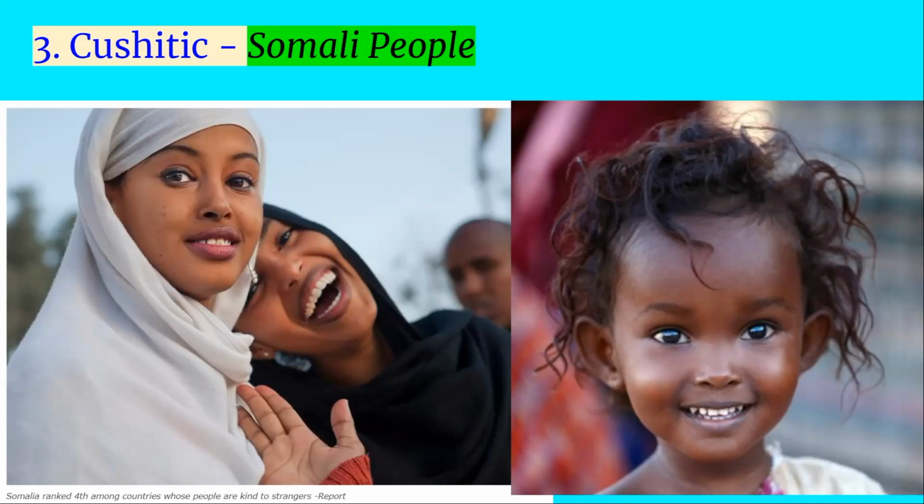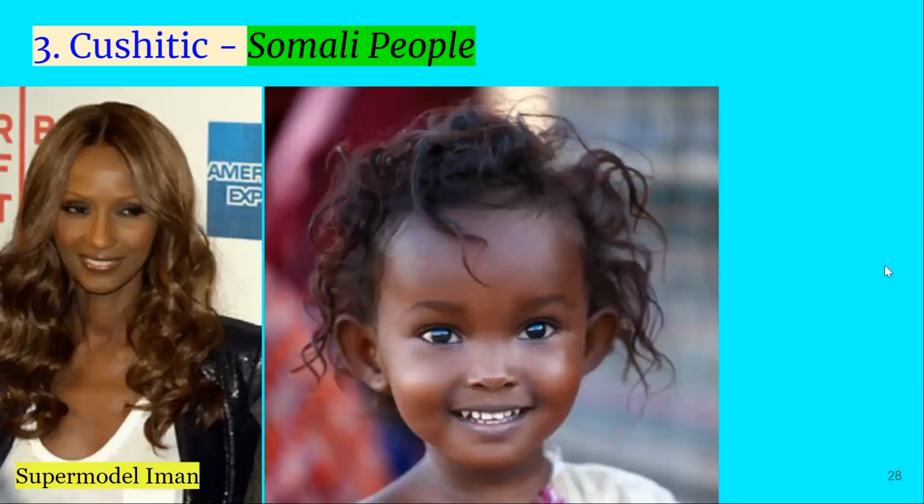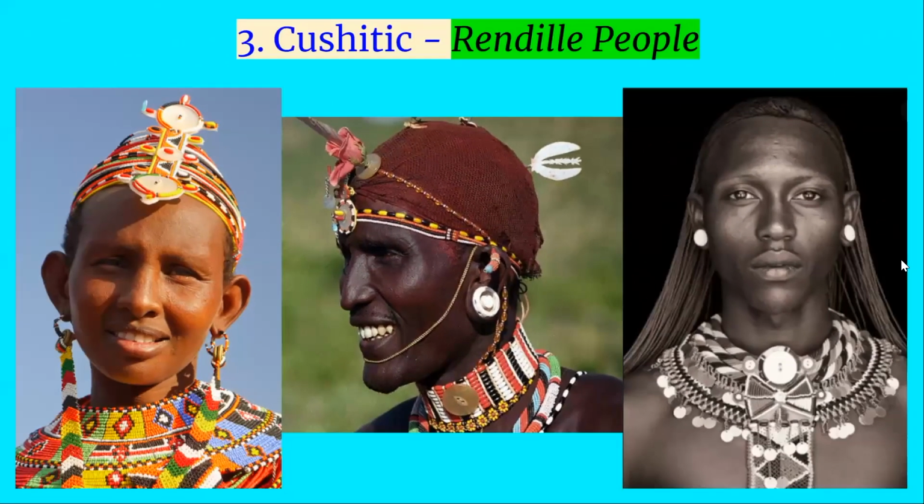Where do you find the Somalis? Somalia, Somaliland, Ethiopia, Kenya, Djibouti, and the Somalis in diaspora. We have Iman, the supermodel, who is a Somali. We have the Rendille people. The Rendille people can be found in Kenya.